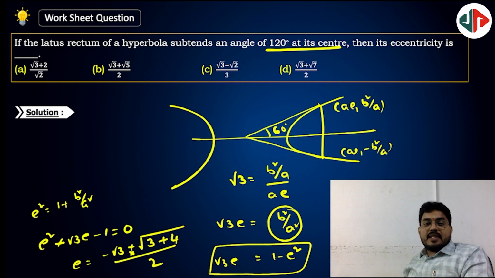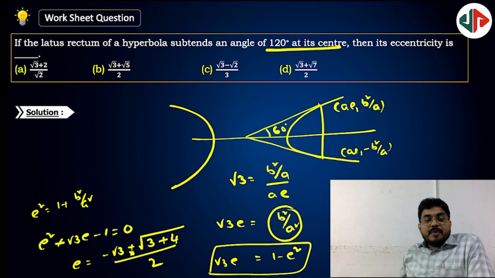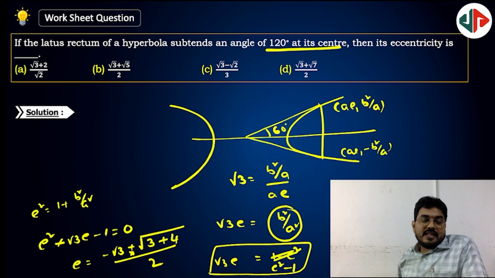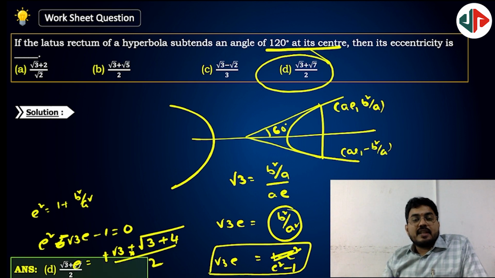So the answer will be equal to, okay, this e square is coming this side. e square is equal to 1 plus b square by a square. So b square by a square is e square minus 1. e square minus 1 means there is a minus sign here, plus. So what is the answer? Answer is root 3 plus root 7 by 2.